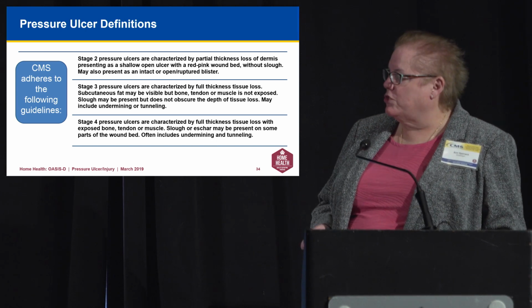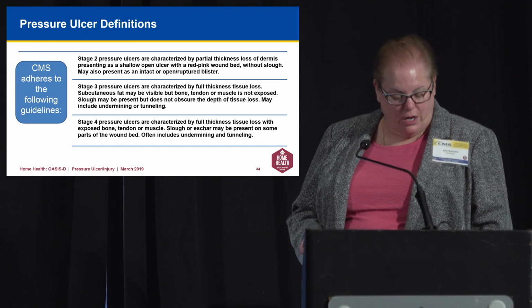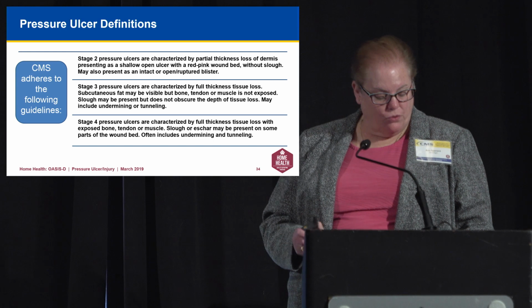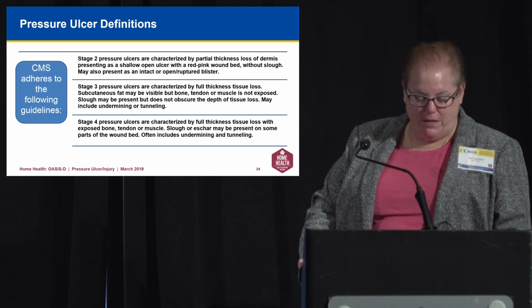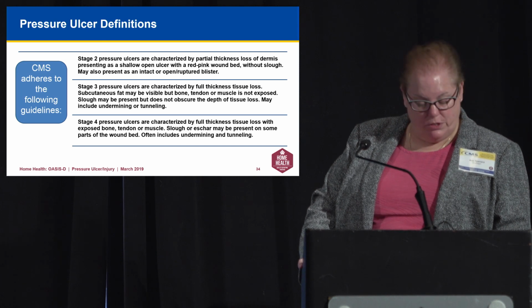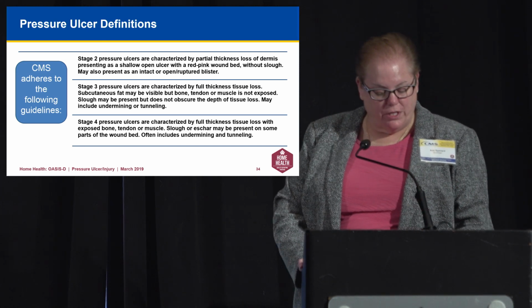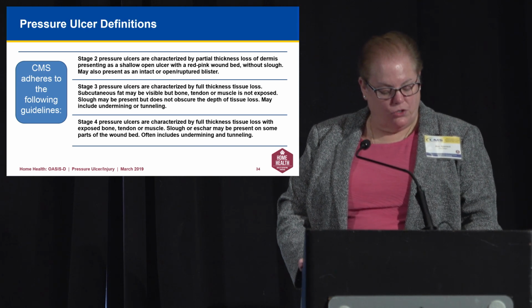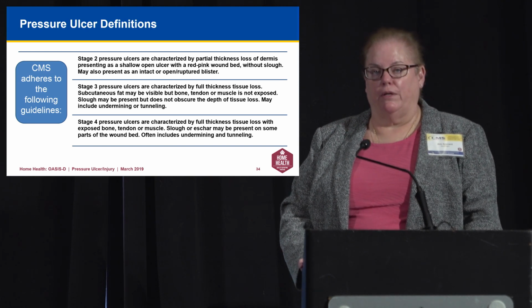And then we have the stage 3s. Stage 3 pressure ulcers are characterized by full thickness tissue loss. Subcutaneous fat may be visible, but bone, tendon, or muscles are not exposed. Slough may be present, but does not obscure the depth of the tissue loss, so may include undermining or tunneling.